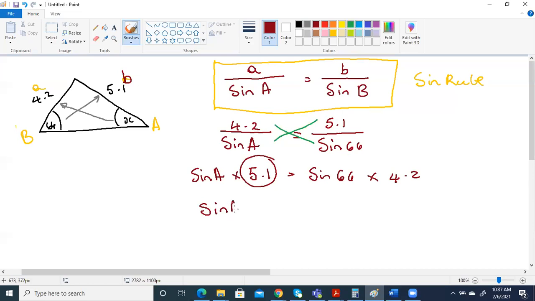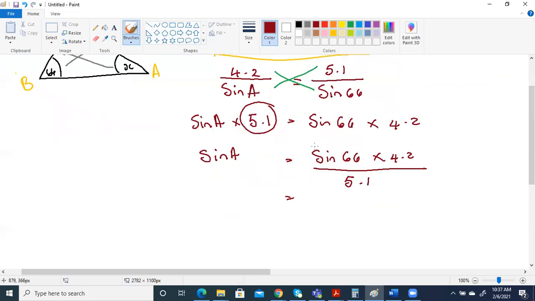So sine A is equal to sine 66 times 4.2 all over 5.1. So now this is just calculator work. What do we get when we work this out in the calculator? Anybody? 3 point.